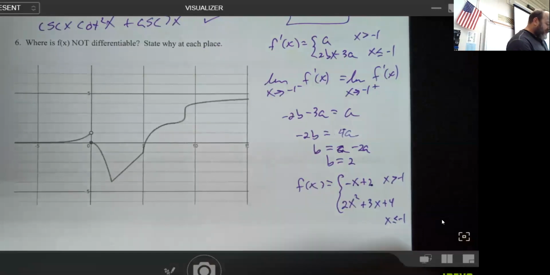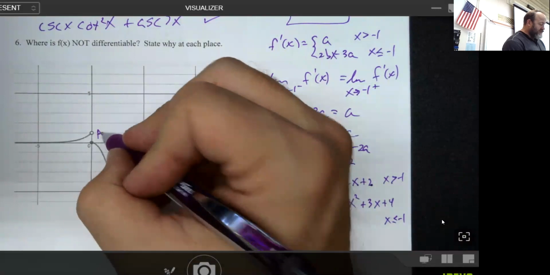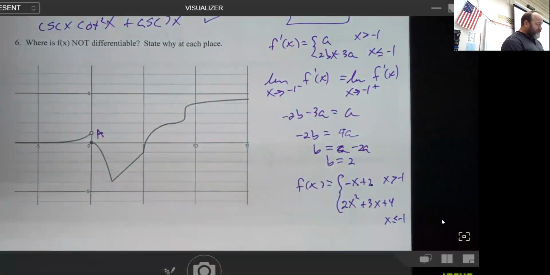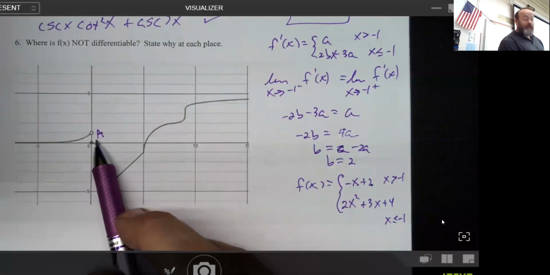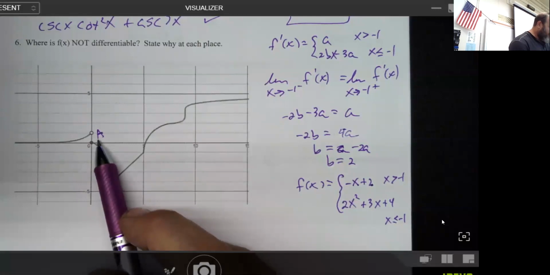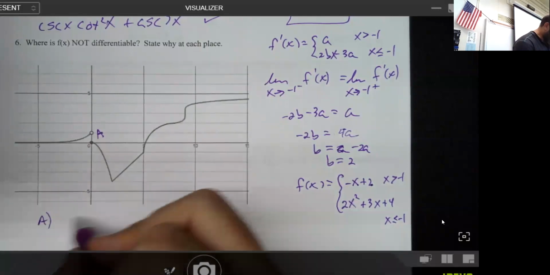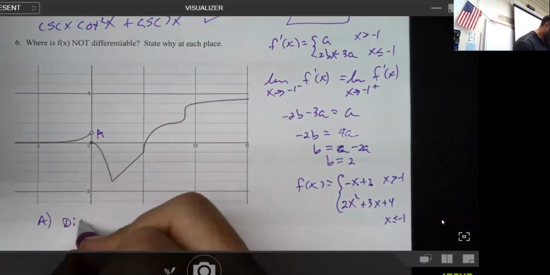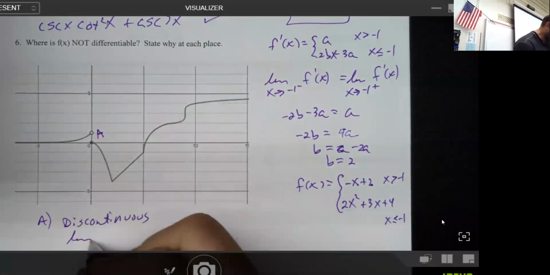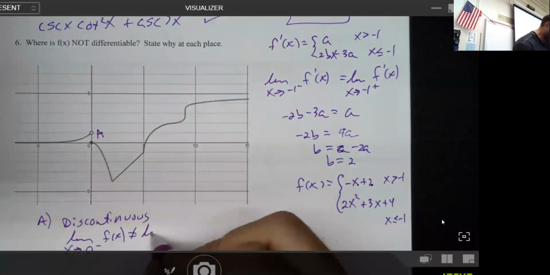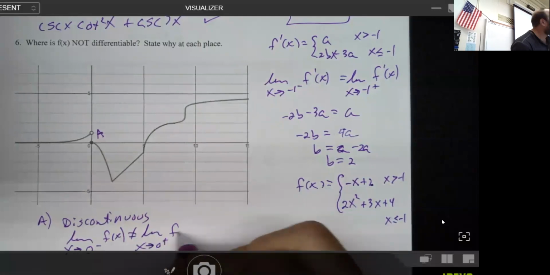The places where it's not going to be differentiable have to do with a. The reason it is not differentiable at a is because to be differentiable, it must be continuous, and it's clearly not continuous here. So a is discontinuous. What you could say to demonstrate that is the limit as x goes to 0 from the left side is not the same as the limit as x goes to 0 from the right side of f.